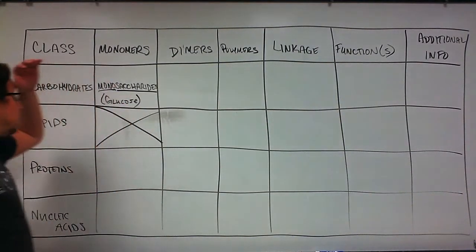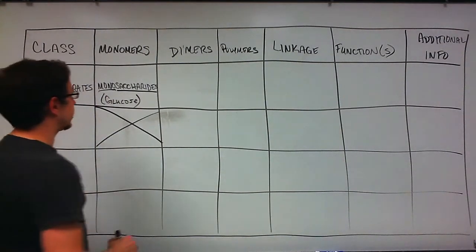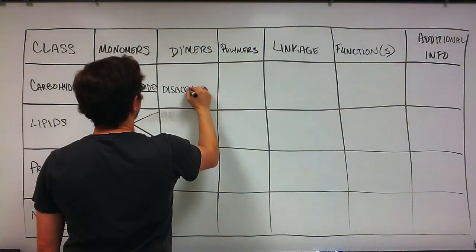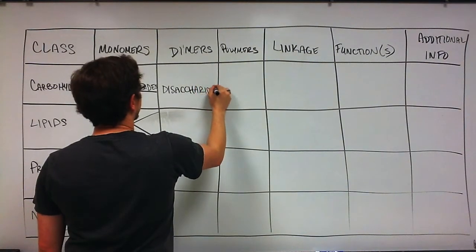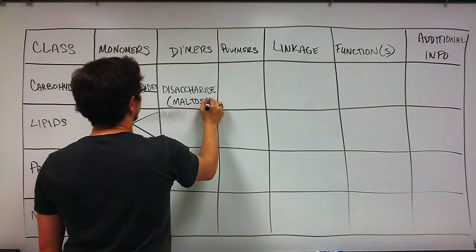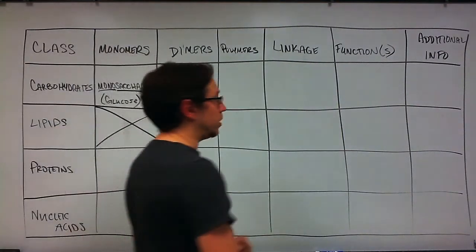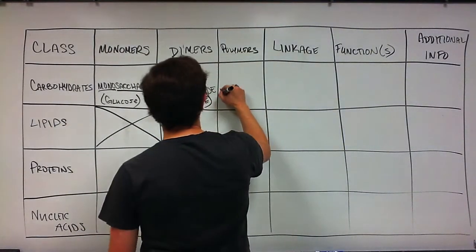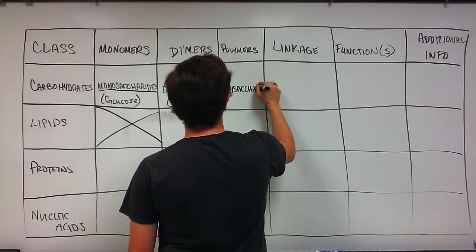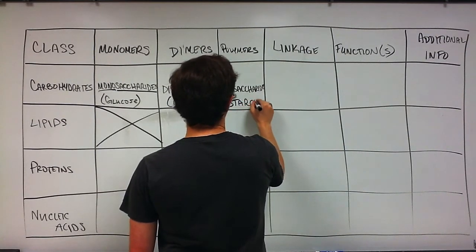If we take 2 of those monosaccharides and link them together through dehydration reactions, we can form a dimer that's called a disaccharide. And an example of a disaccharide is maltose. Furthermore, if we take more than 2 of these monosaccharides and link them together, we can eventually make what's known as a polysaccharide. And an example of a polysaccharide would be starch.